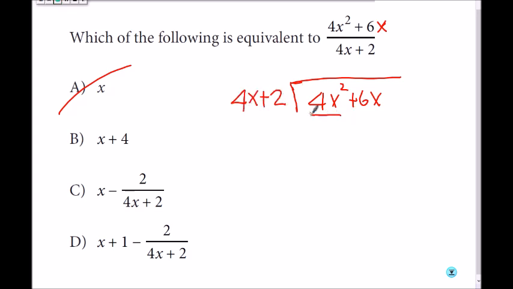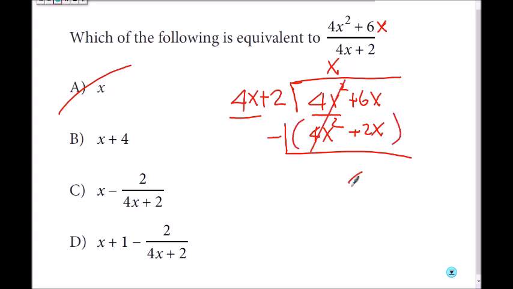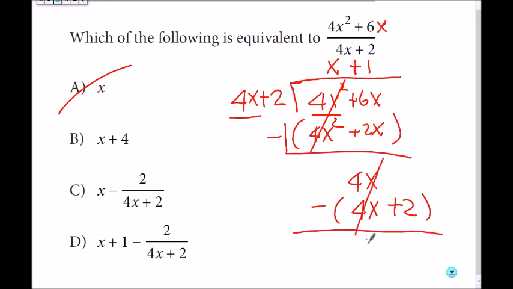What you do is look at the first leading terms and see what you need to multiply to make this equal to that. 4x times x is 4x squared, because our goal is to subtract and get rid of these leading terms. Then you get plus 2x. Don't forget to subtract the whole thing. So this is gone. I get 4x. So now 4x plus 1, so 4x times 1 is 4x, and I have plus 2. Again, when you subtract, don't forget to subtract the whole thing. Then I get minus 2. So your remainder is negative 2.